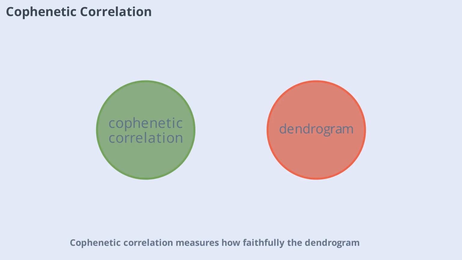Cophenetic correlation measures how faithfully the dendrogram preserves the pairwise distances between data points. A high cophenetic correlation means that the hierarchical clustering accurately reflects the original data structure. This metric is useful for comparing different linkage methods and ensuring that your dendrogram provides a true representation of your data.